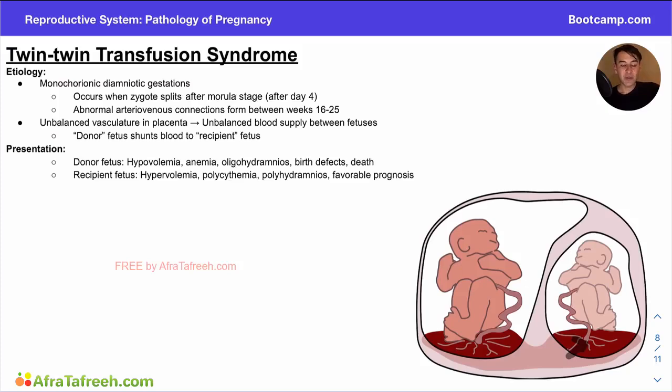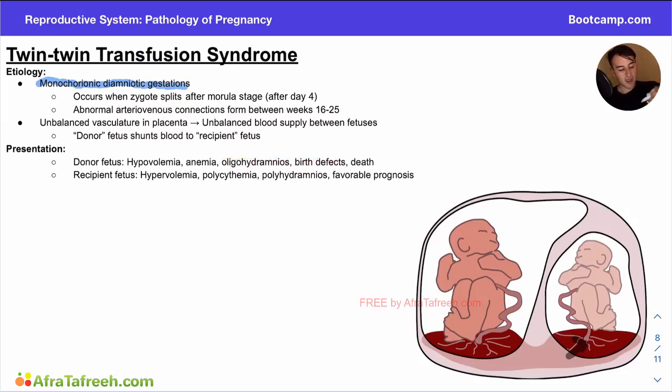So in terms of twin transfusion syndrome, this is going to be a condition in which we have abnormal shunting of blood from one fetus to another. And this is going to happen in monochorionic diamniotic gestation. So let's talk about what that is, because that is a lot of interesting and crazy verbiage.